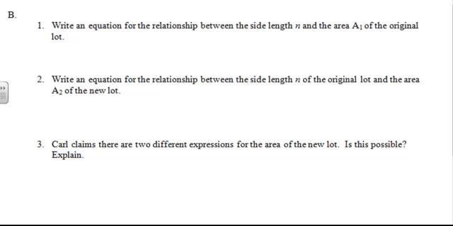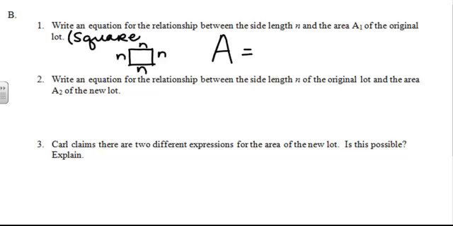So part B, we're going to write equations for both of these. The first one says, write an equation for the relationship between the side length n and the area A1 of the original lot. Remember that the original lot was a square. So if you have a square with a side length of n, all of the side lengths have to be n. And then if you want to find the area, you can do 2 side lengths multiplied together, n times n. And then we can write this as n squared. So there's your formula. The area for the square is n squared.